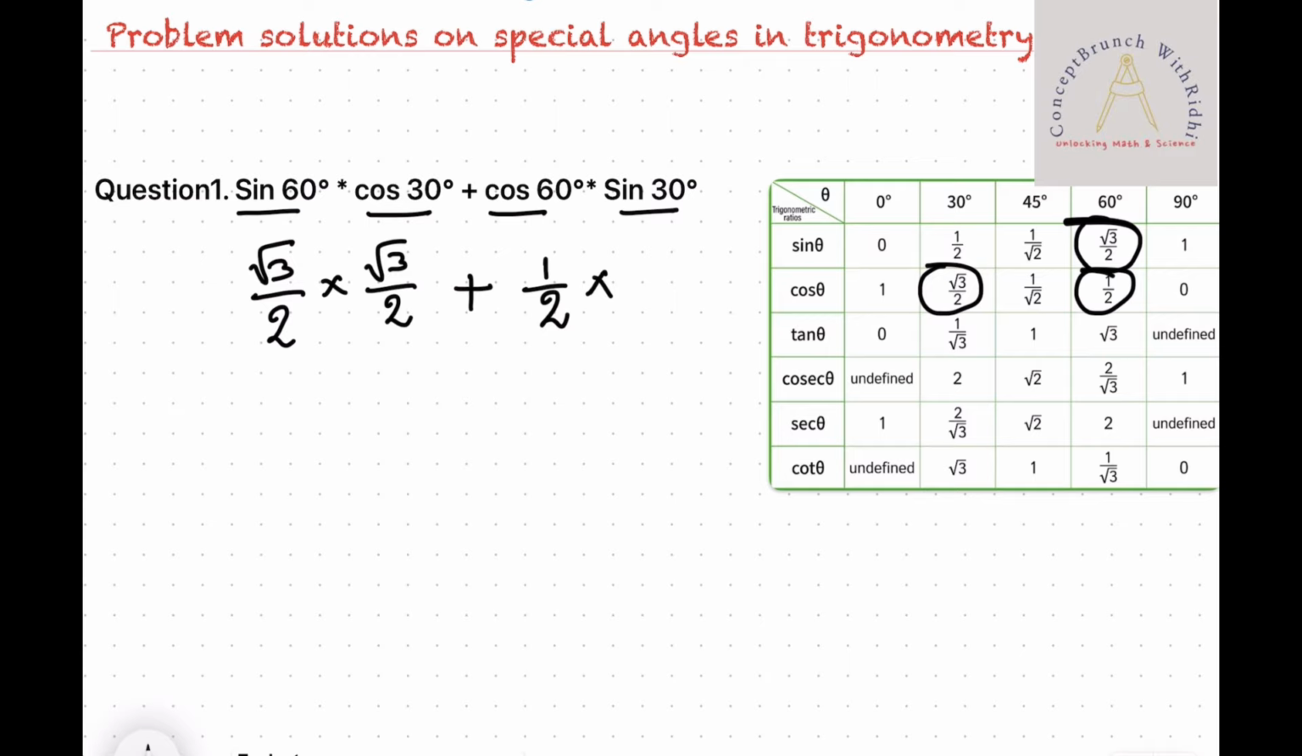Okay, and let's solve it now. Root 3 times root 3 is 3, divided by 4. Plus 1 times 1 is 1, divided by 2 times 2, which is 4. So in total it is 4 divided by 4, and that is equal to 1, which is the answer.